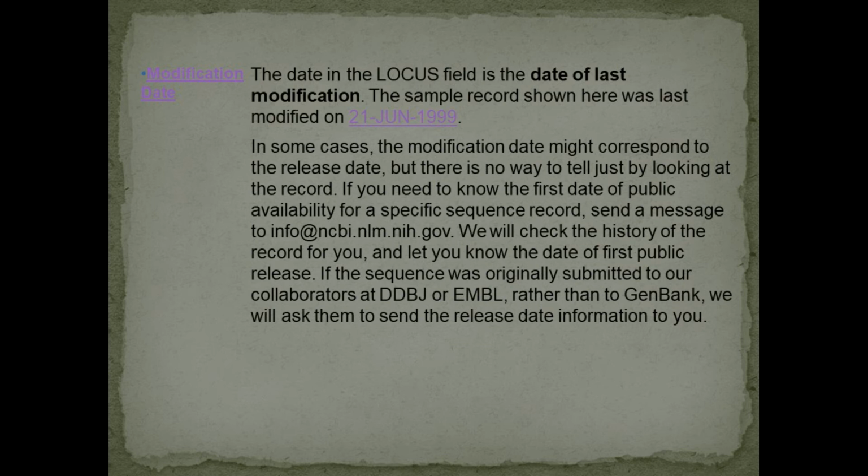If you need to know the first date of public availability for the specific sequence record, send a message to NCBI and get your information. They will check the history for the record and let you know. If the sequence was originally submitted to collaborators at DDBJ or EMBL rather than GenBank, then NCBI will ask them and provide the complete information related with the original submission dates.